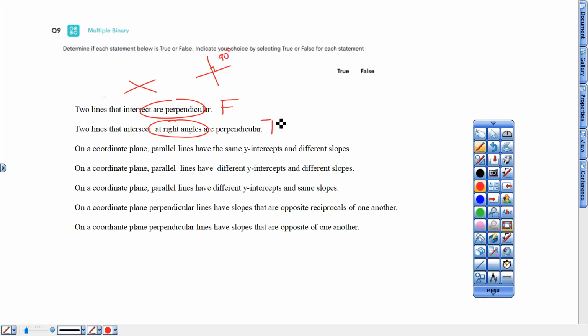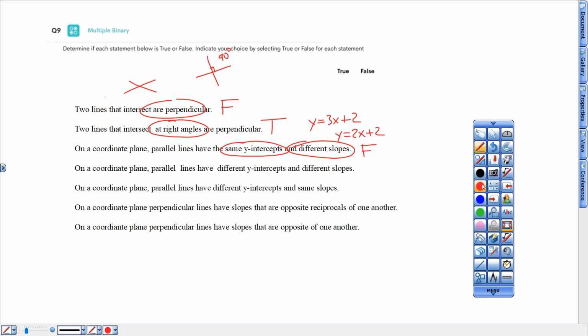That is true. On a coordinate plane, parallel lines have same y-intercepts and different slopes. That would be something like y equals 3x plus 2 and y equals 2x plus 2. So same y-intercepts, different slopes. Are those parallel? That would be false. These are intersecting lines like that. Not parallel.